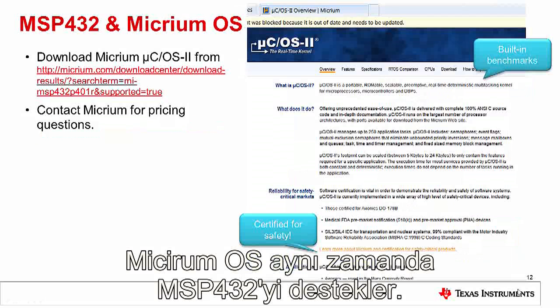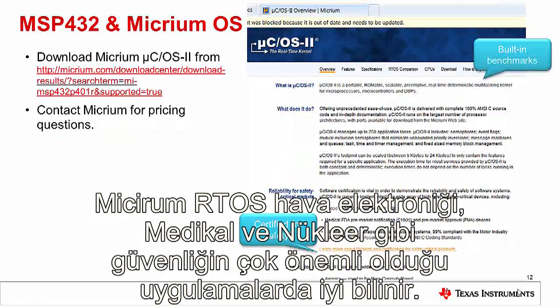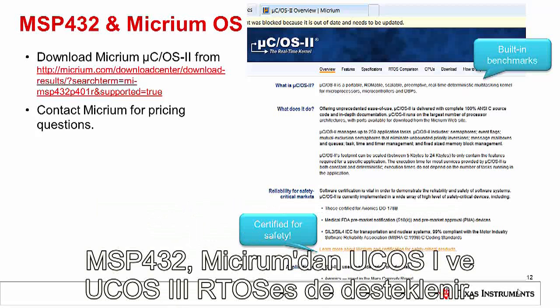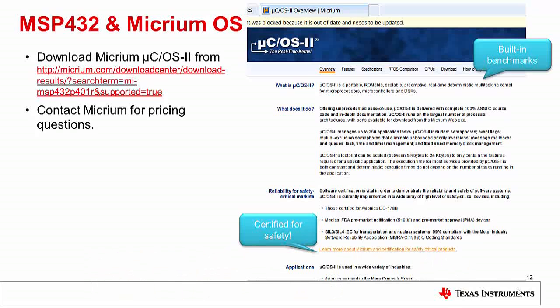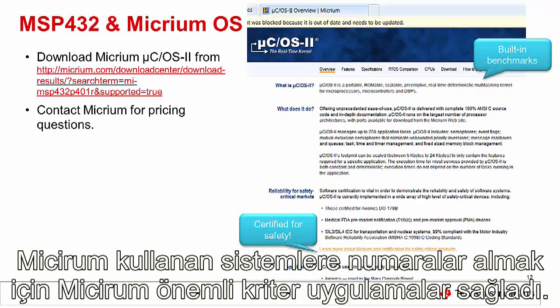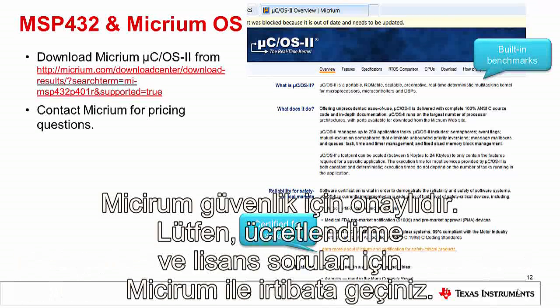Micrium OS supports MSP432. Micrium OS is well known in safety critical applications such as avionics, medical, and even nuclear. MSP432 is supported in uC/OS-II and uC/OS-III RTOSes from Micrium. Micrium provides built-in benchmarks that allow applications to get numbers for their system using Micrium. Micrium is certified for safety, and please contact Micrium for cost and licensing questions.